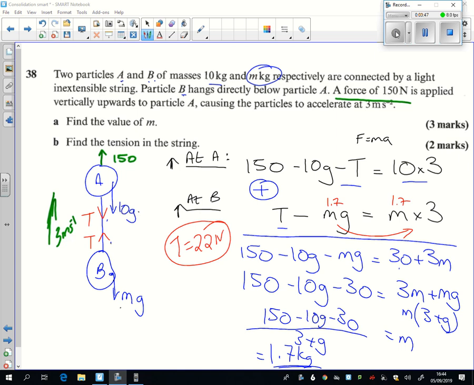Alternatively, you could just look at this one here. This one hasn't got anything else. You don't need the mass for that one there. So we've got 150, take away 10g, so take away 98, and then take away 30 equals the tension. Again, tension is 22.